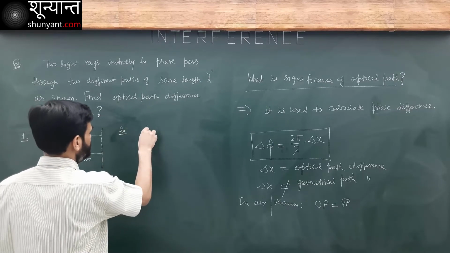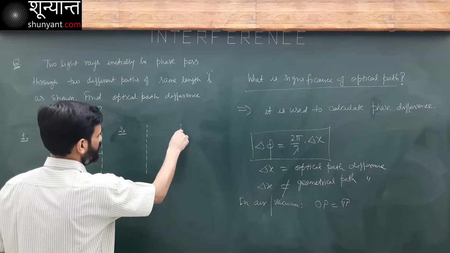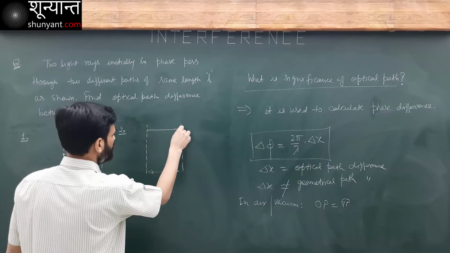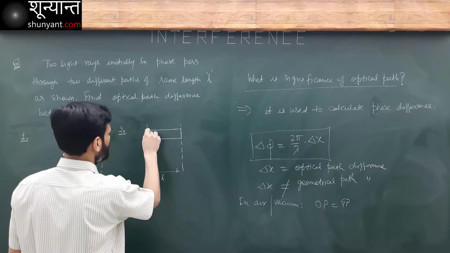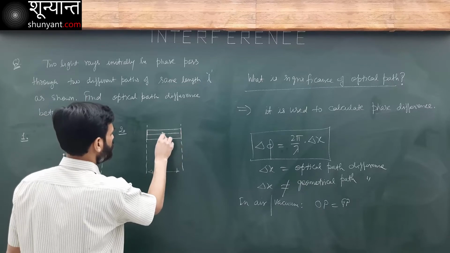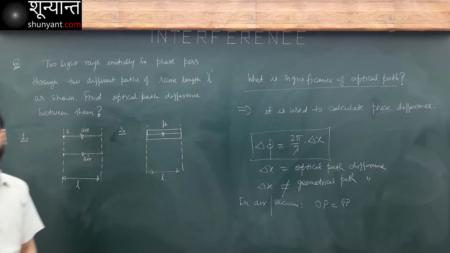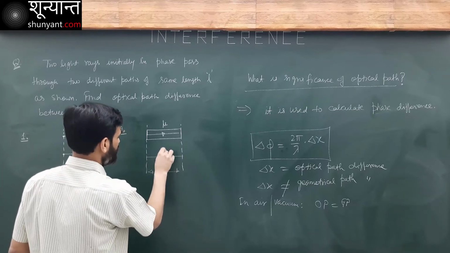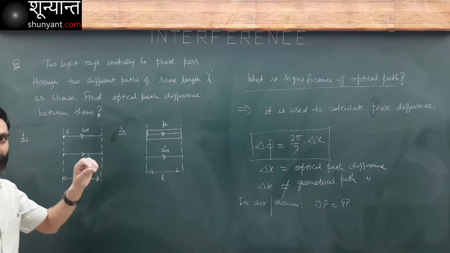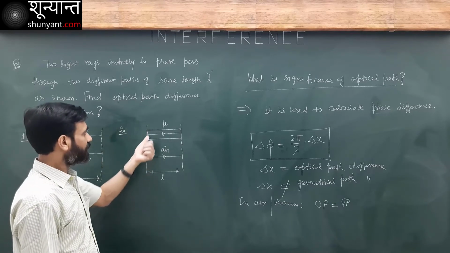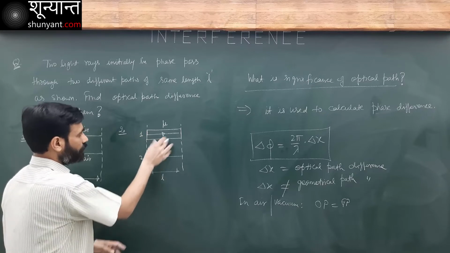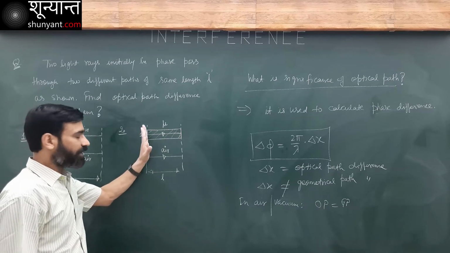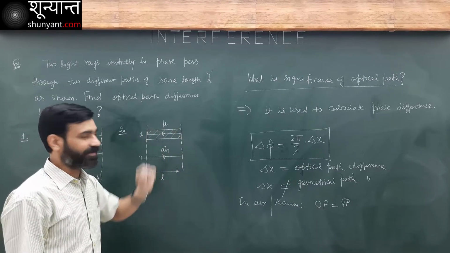Second, let's say that this also is distance L. Now, one light is traveling through a medium of refractive index mu, and the other light is traveling in air. Both are traveling L distance. Initially both are in the same phase. What will be the phase difference here?